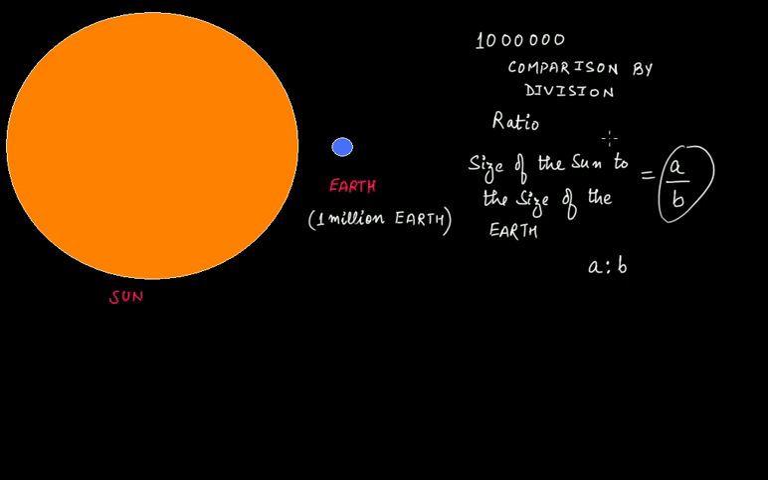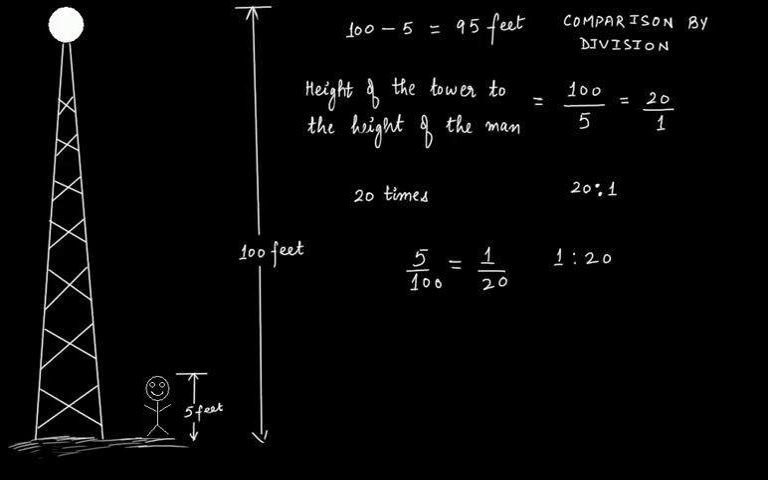This is the very basic explanation of a ratio. Again, what is a ratio? Ratio is telling you to compare by division and not by subtraction. It's a way of comparing. And how will you say this? This will be 20:1. What does it tell us in this case? That the height of the tower is 20 times that of the man.